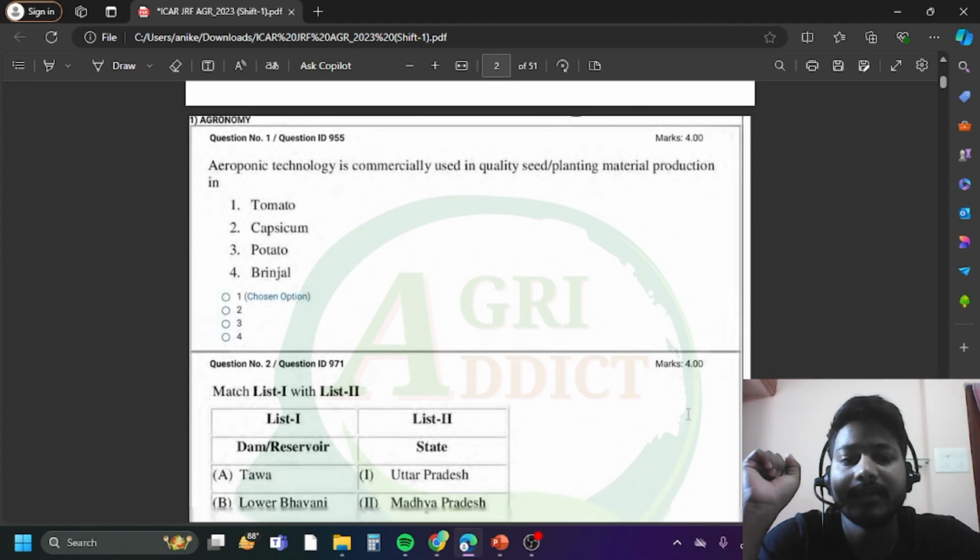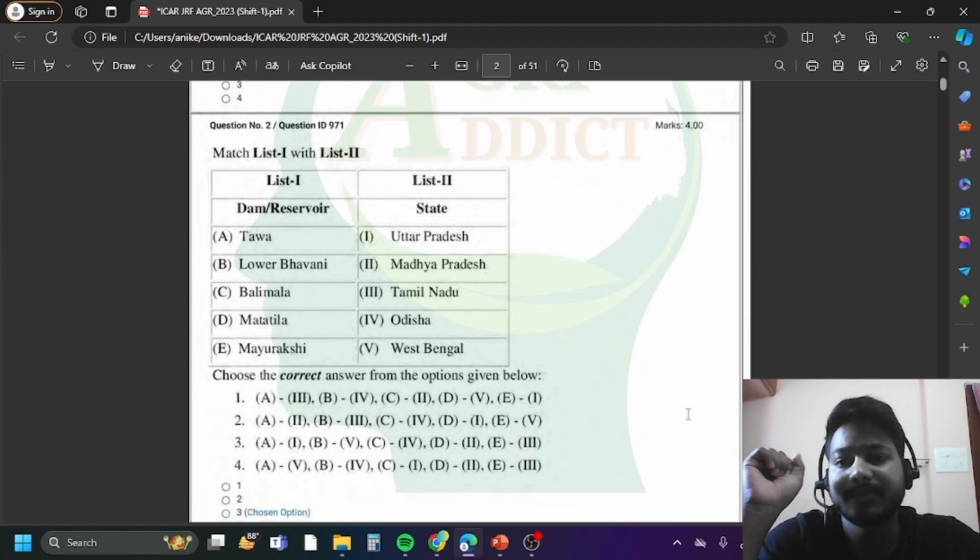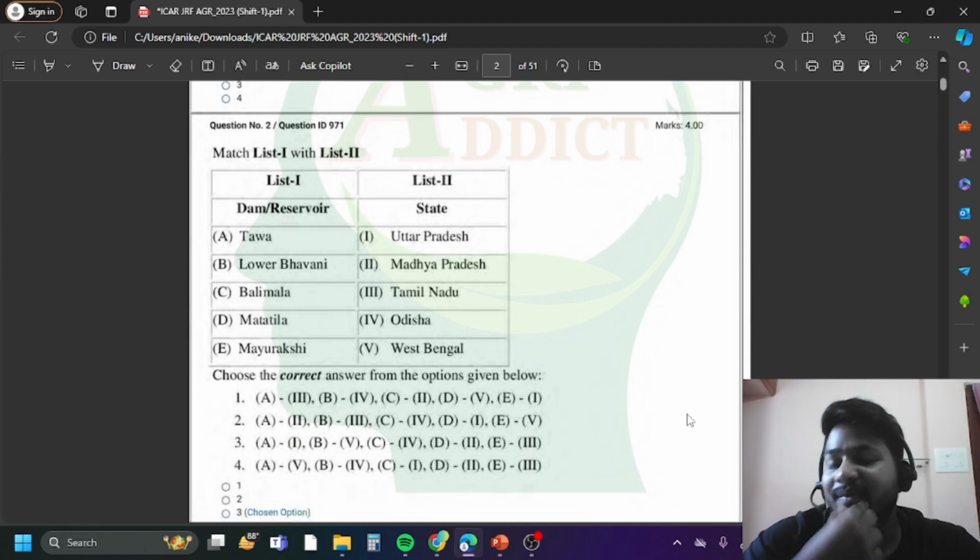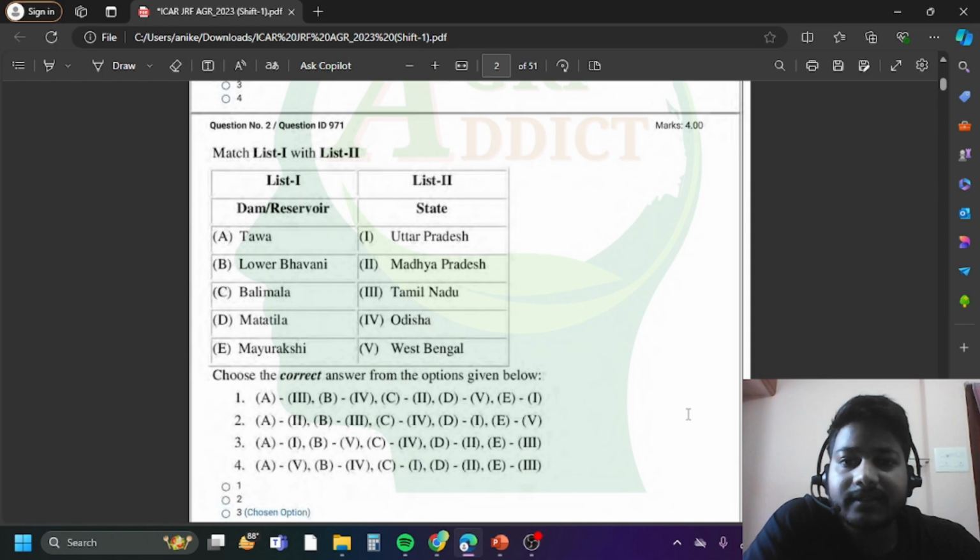Wherever an explanation is required I will explain. Question number 2 is a match the following question. In list 1 they have given the dam or reservoir names, and in list 2 the state names. Under list 1 they have given Tawa, Lower Bhavani, Balimela, Matatila and Maithon, and the states given are Uttar Pradesh, Madhya Pradesh, Tamil Nadu, Odisha and West Bengal.